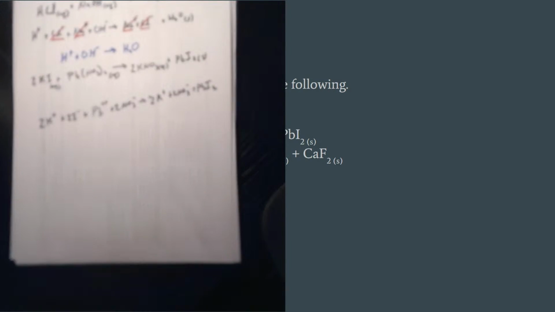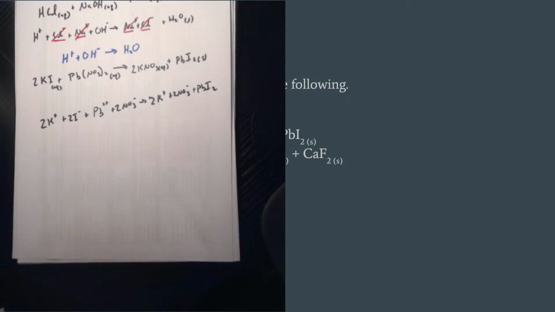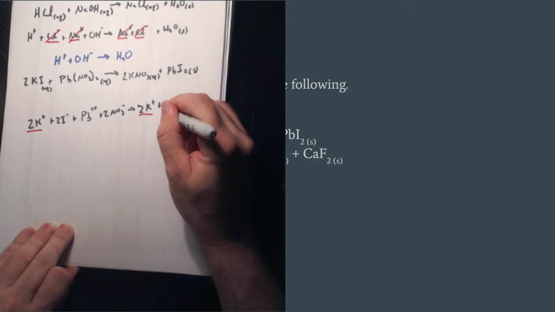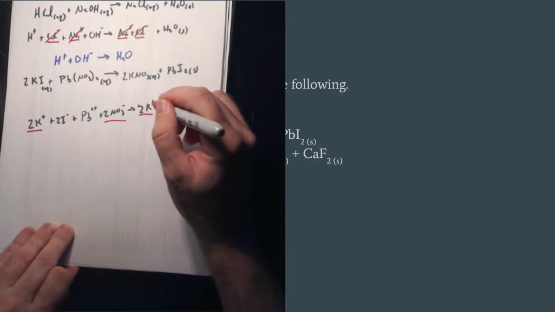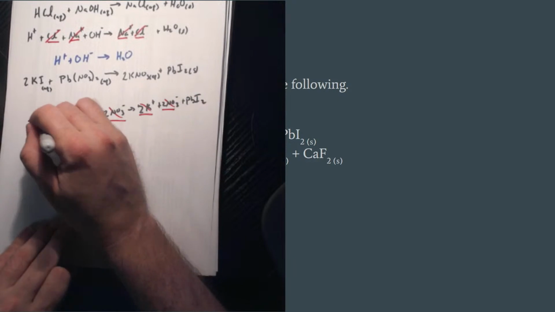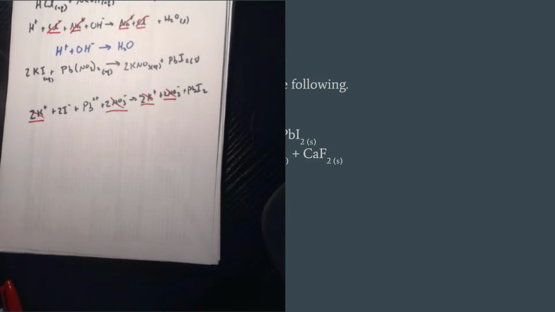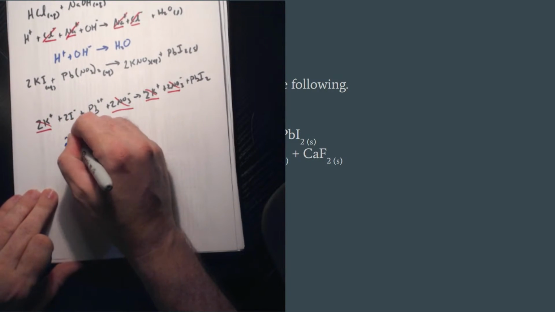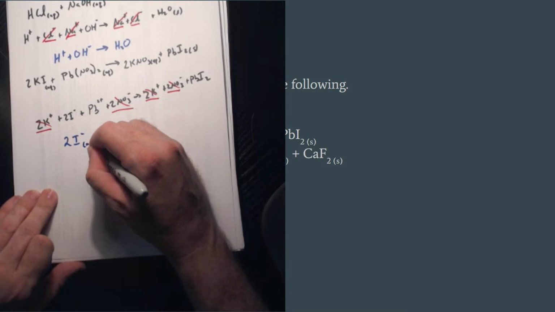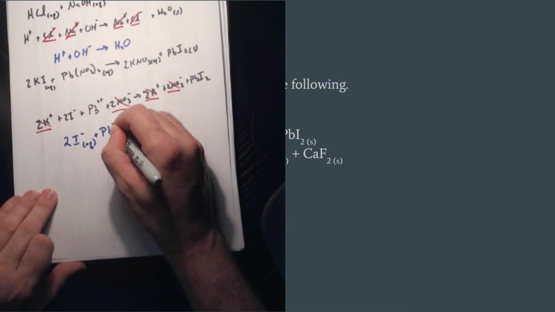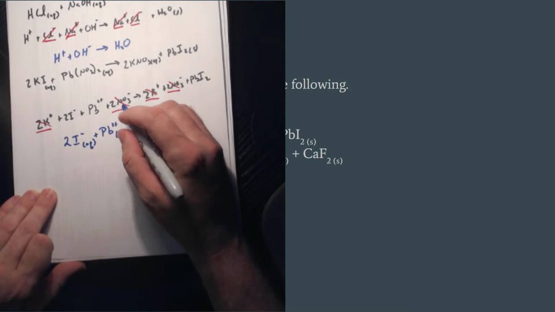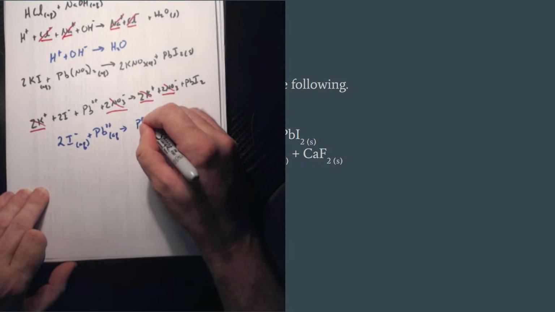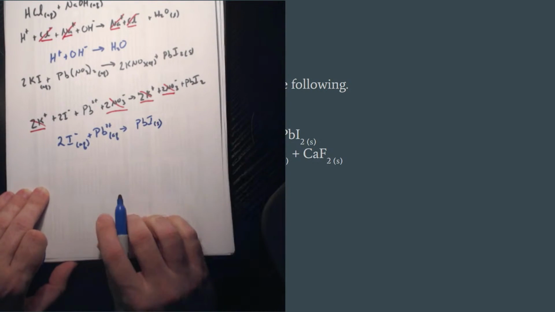Okay. So once again, we identify our spectators. Potassium is the same on either side. Nitrate is the same on either side. They don't change. They don't actually participate. We don't care about them. So what we're left with is lead 2 plus 2I minus coming together to make lead 2 iodide solid.